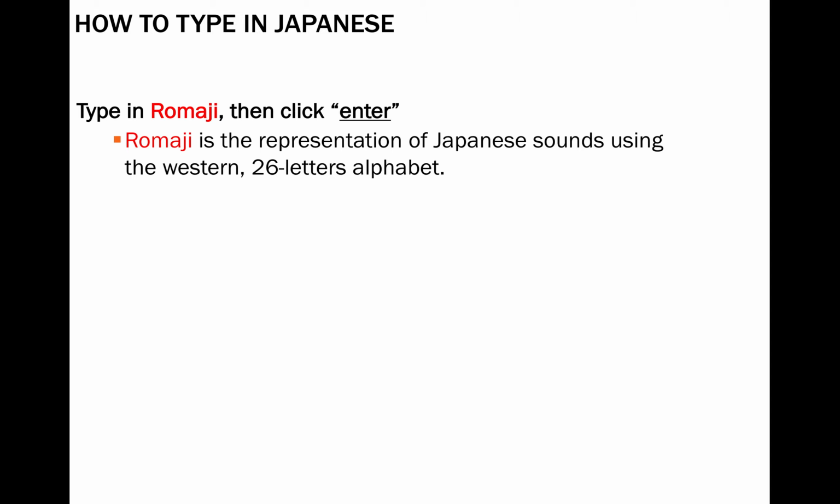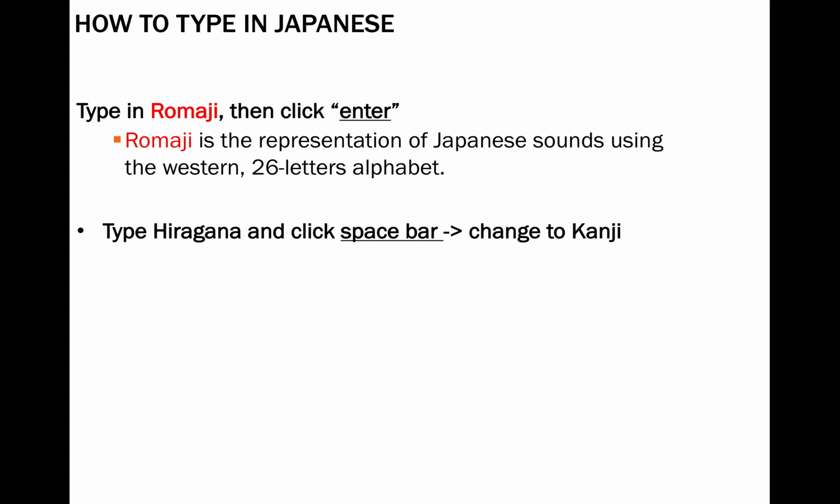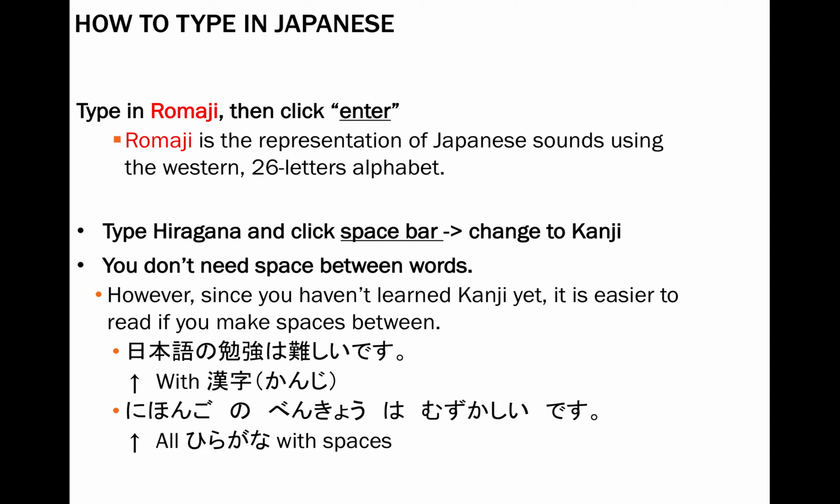How to type in Japanese. You have to type in Romaji, then click Enter. Romaji is the representation of Japanese sounds using the Western 26-letter alphabet. Type hiragana and click the spacebar. This is to make the words change to kanji.